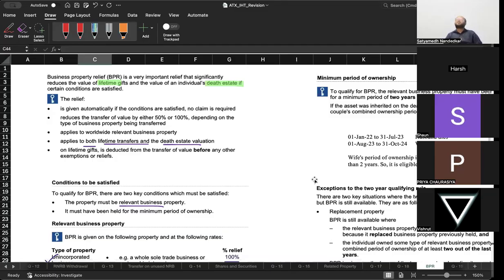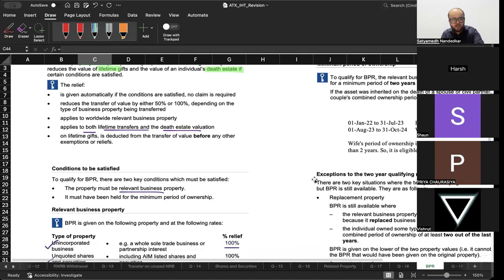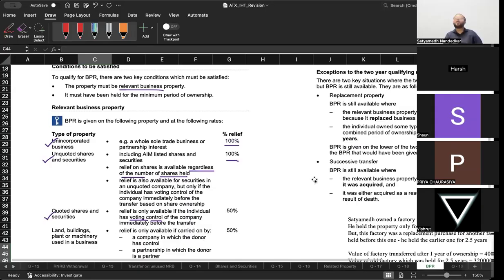Now, there are two critical reliefs that we have in inheritance tax. One is business property relief, the other one is agricultural property relief. To qualify for BPR, it should be a relevant business property, and it must have been held for the minimum period of ownership. Relevant business property: there are four items which qualify for BPR. What are those four items?